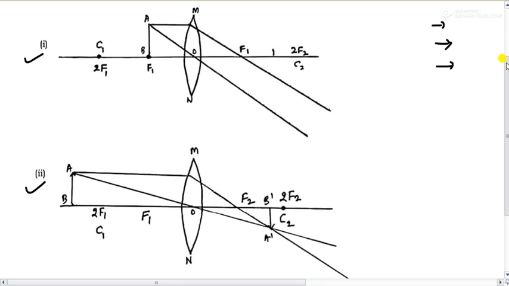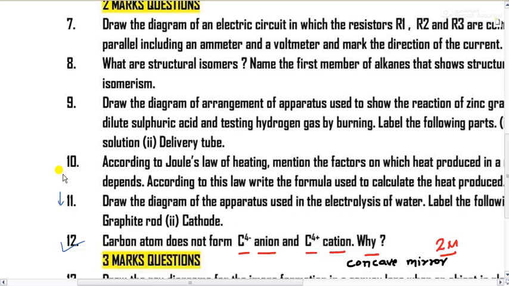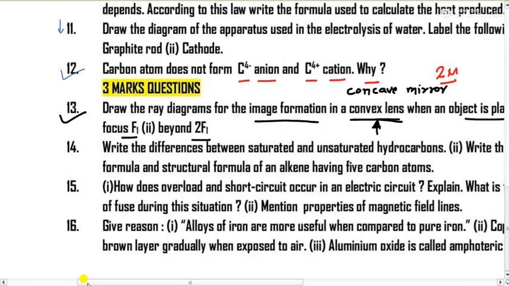Okay, moving to question number 14. So what does it say?